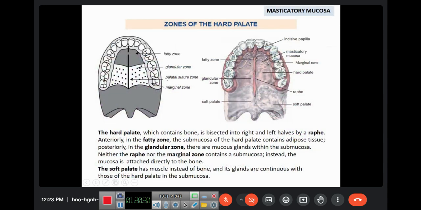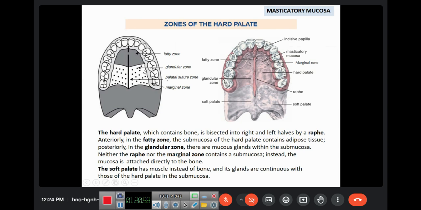Now we go to the hard palate. Hard palate separates the nasal cavity from the oral cavity. It develops from two sources, from primary palate, which develops from intermaxillary segment, and the secondary palate, which forms from the fusion of the lateral palatine processes, which grow from maxillary processes.